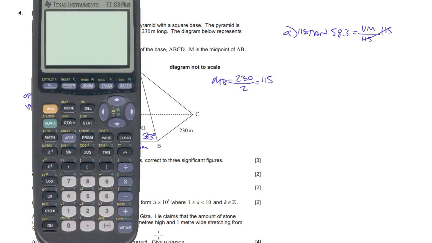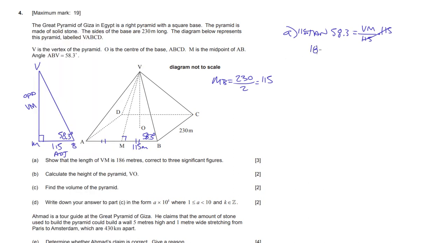And we just crank that out on our calculator. All right, so we've got 115 tangent of 58.3. And that gives us 186.2. 186.2, which really to 3 significant digits is 186 meters, and that's what it says it's supposed to be.